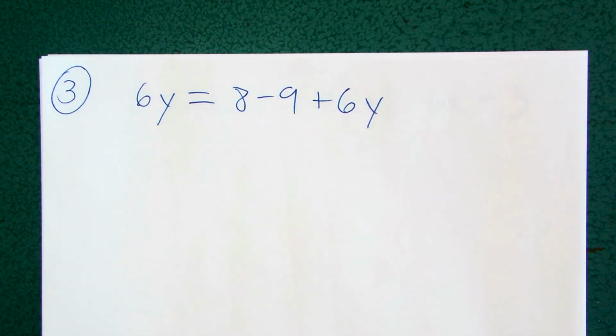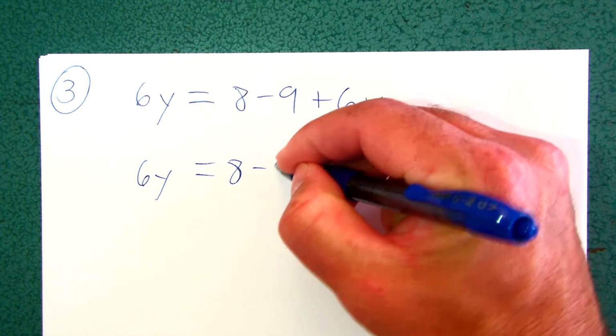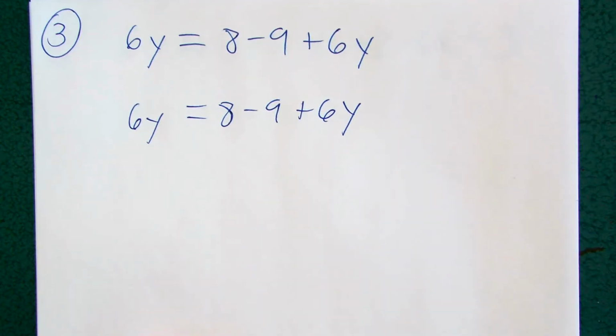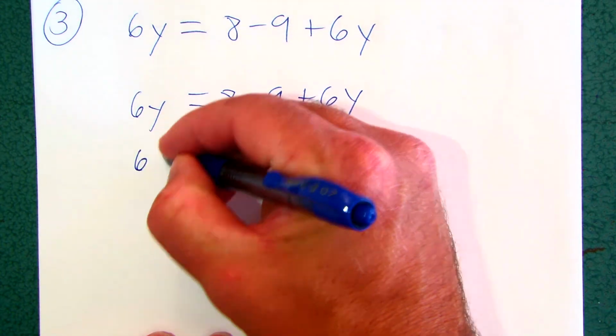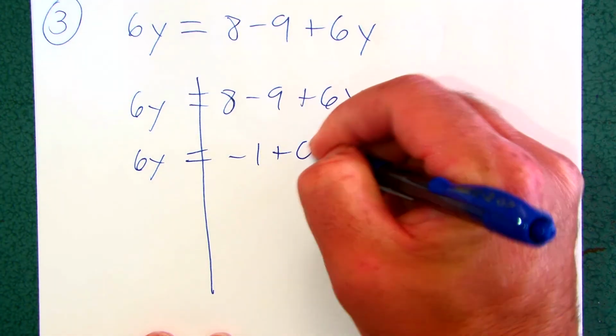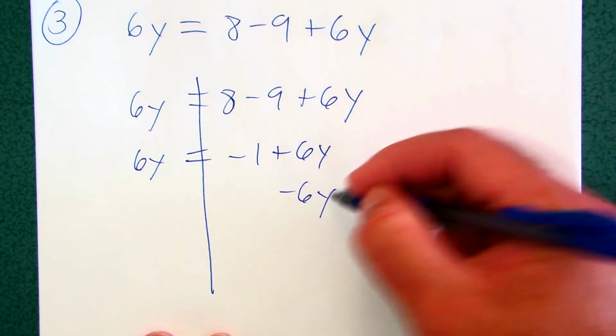All right, so next up we're going to get into some special cases here. So again, I just want to rewrite this so it looks nice. So on the right side on this one, you have 8 minus 9. Combine your like terms there, so we get 6y equals negative 1 plus 6y. So next up, I'm going to subtract 6y from both sides.